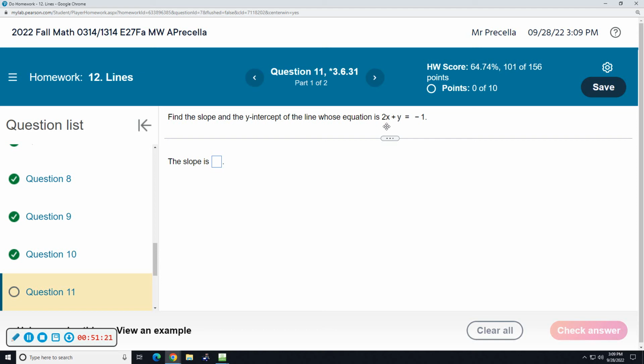I hope... Is that a negative 1? Hurricane. Yep, yes, it's a negative 1. Switch it over. 2x plus y equals negative 1.